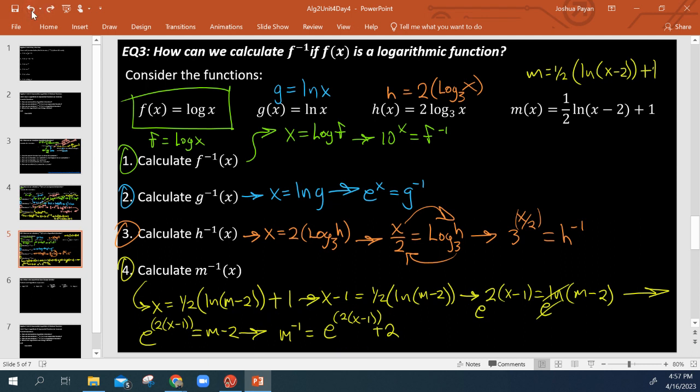Okay, so just as simple as what we saw in the last video. The only difference is there's multiple ways to go about this.